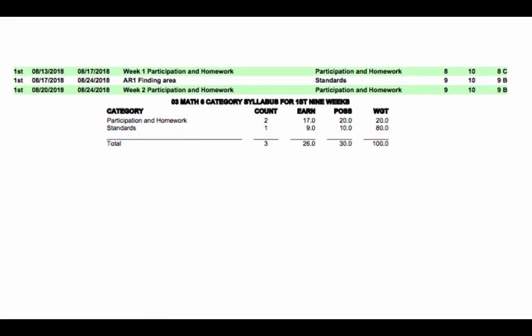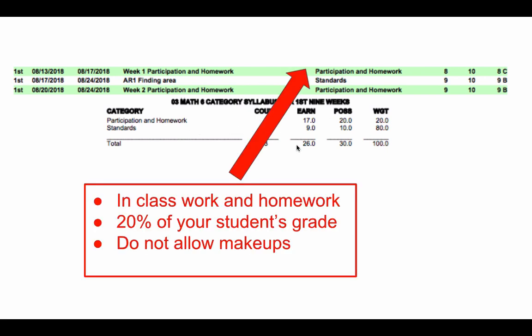I want to spend a little bit of time explaining how I grade and what my grades look like. I've printed out here a sample detailed progress report to talk about the type of grades I've been giving for the first couple of weeks. There are two types of grades I give. I give participation and homework grades every week. So here's week 1 and here's week 2.